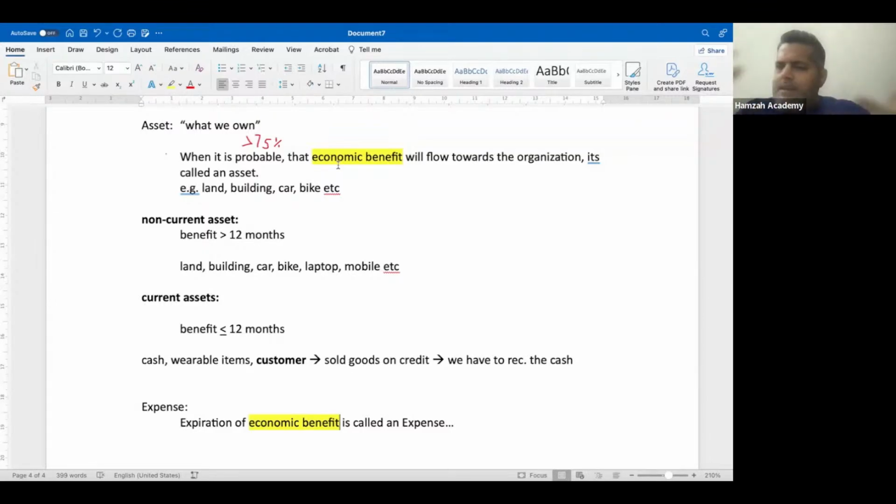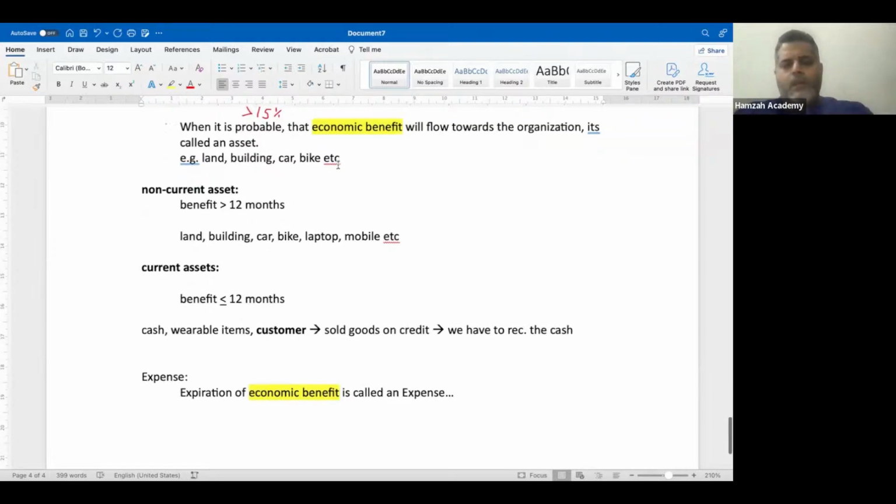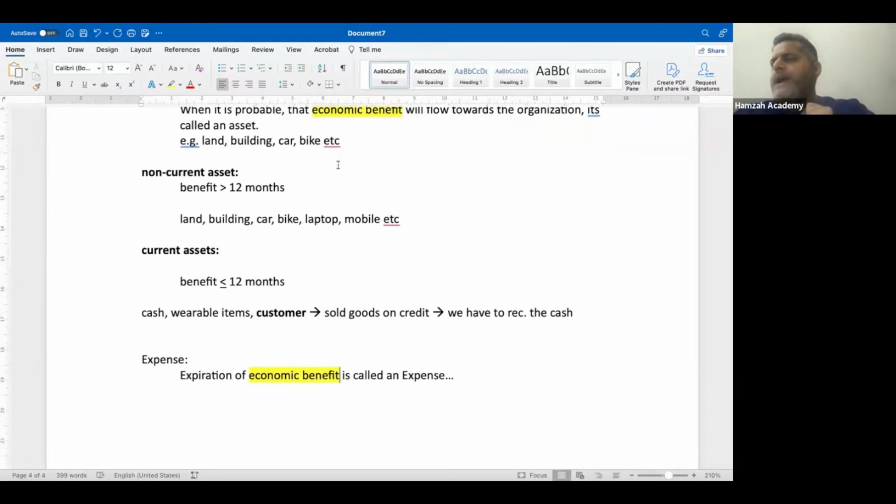Or how we can understand it? Now, I told you earlier, you go to the petrol station, you give the cash, you get the petrol in the car. That is an exchange of asset. At this moment, there is no expense. You gave the cash, you got the petrol. This is a simple exchange of asset.